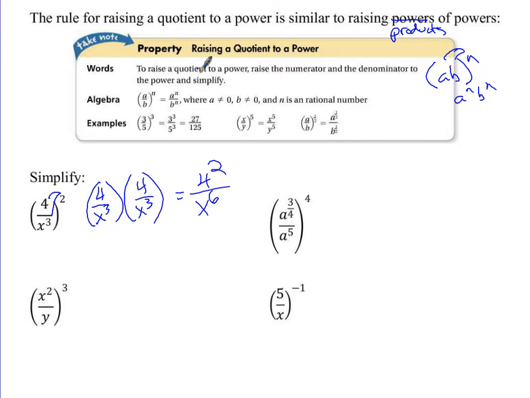And that's the property right here. To raise a quotient, which is a division problem, to a power, raise the numerator and the denominator to the power and simplify. And that's exactly what we did. You're sending that exponent outside to the top and to the bottom. And then you can avoid writing this. So let's take a look at this one. What should we do?